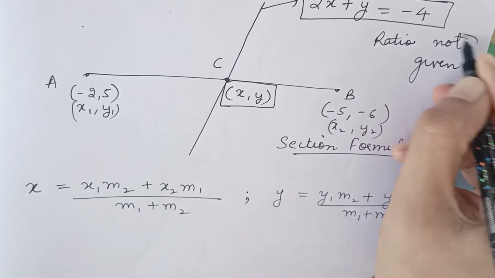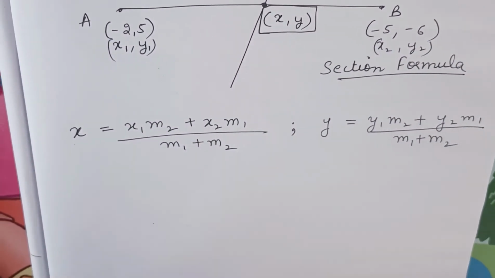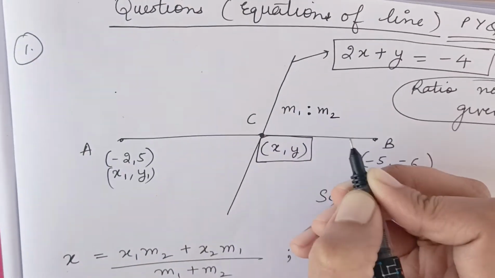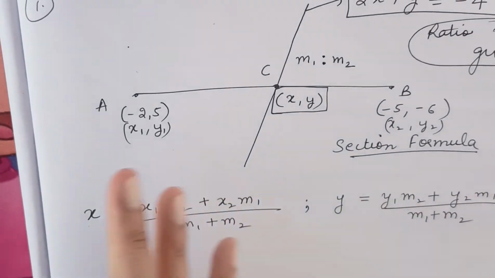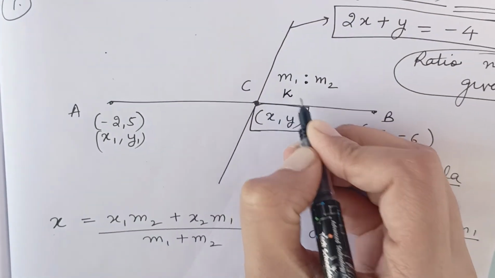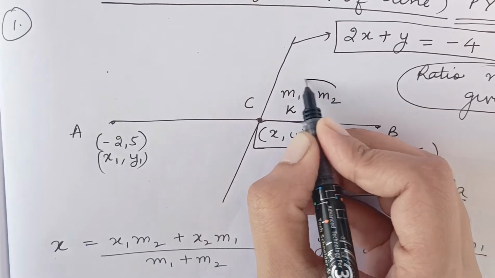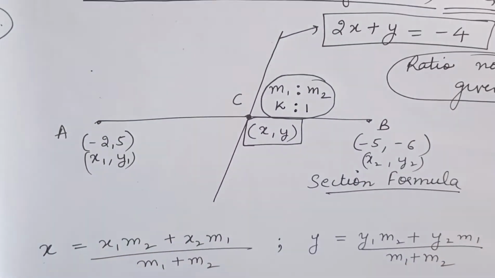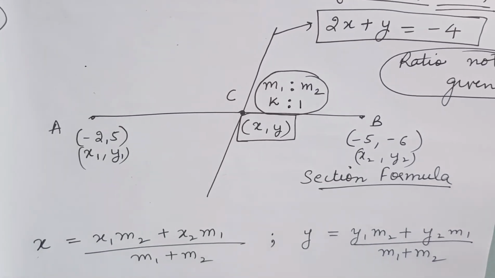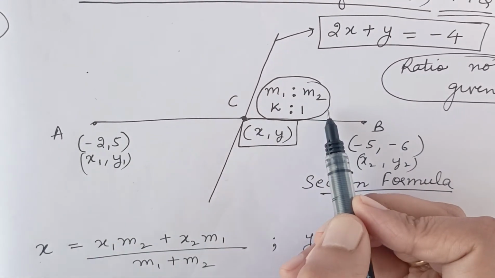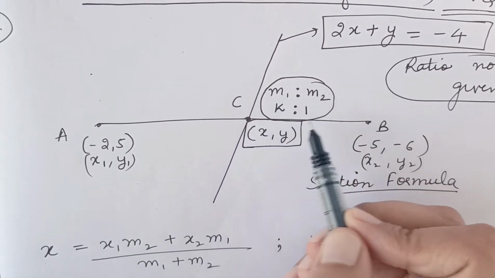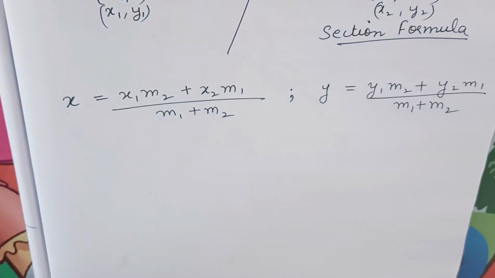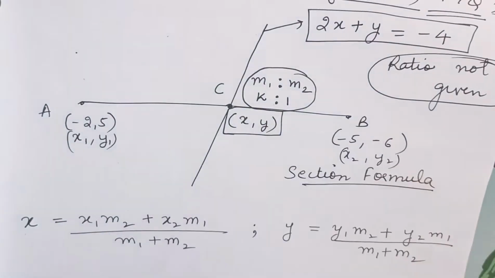Whenever ratio is not given, so what we will do? We will assume the ratio. We'll assume ratio m1 is to m2 into some other ratio. So the very easy way is that we can assume it as k is to 1. Okay, that means m1 is k now, m2 is 1. So anytime, maybe in some other questions also, if ratio is not given, always do one thing: assume the ratio as k is to 1.